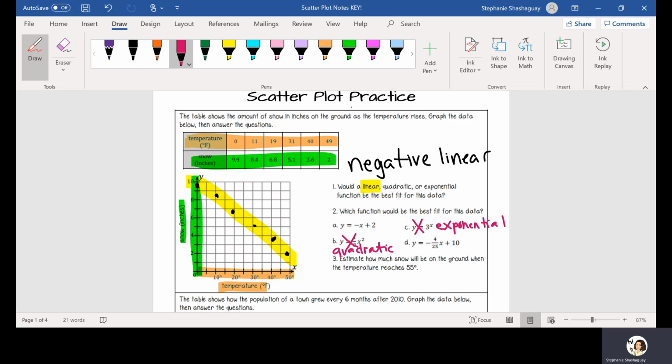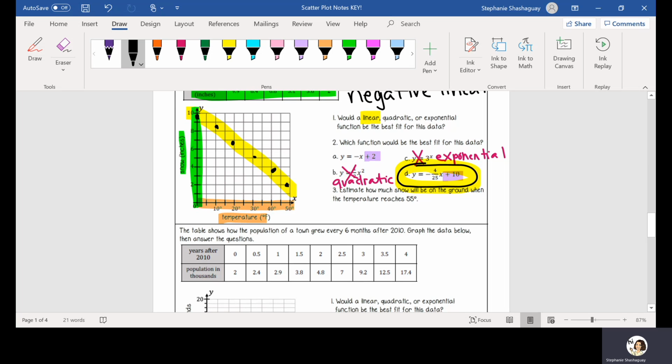Okay, so now we are left with A and D. Both are linear functions, but there's a key difference between them besides just the slope. Let's look at those y-intercepts. A is saying that my y-intercept is positive 2. D is showing that my y-intercept is a positive 10. Well, that definitely matches the data much better. So this is the correct function for the data that they've provided.